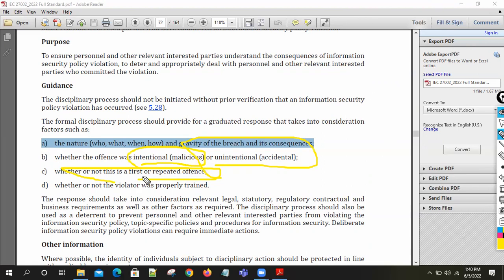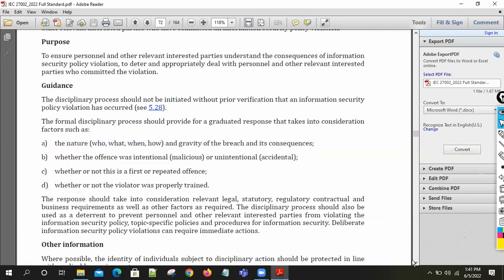If the policy violators are not properly trained, then it's our fault, not theirs. That's why training is very important. So we will have a proper disciplinary process within the organization.